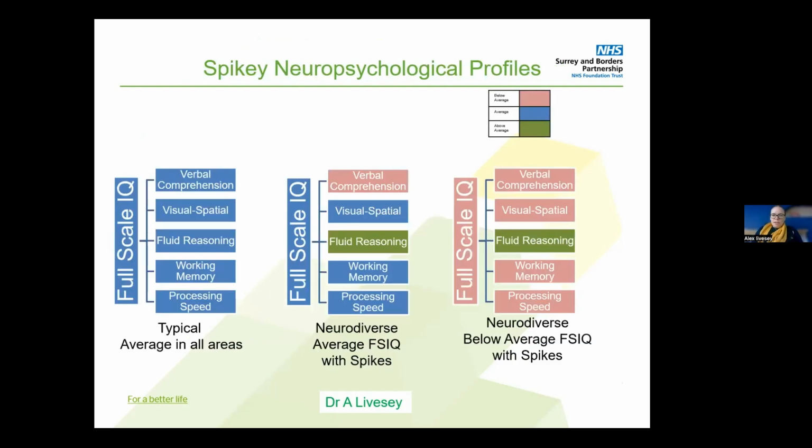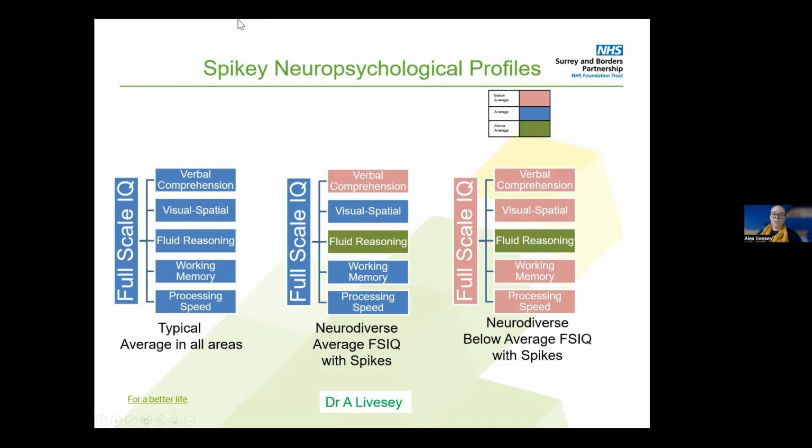I just wanted to spend a little bit of time looking at this. As Alex touched on, you can have what we call a full-scale IQ, so it's your overall ability level, that falls in average. The picture on the left in all blue is someone whose 5 indexes, so this is a WISC, the children's assessment, are all within average. But actually, that's highly unlikely in our experience within our clinic.